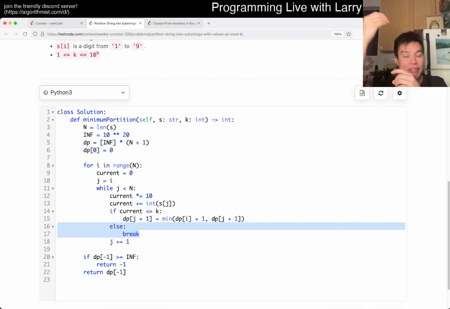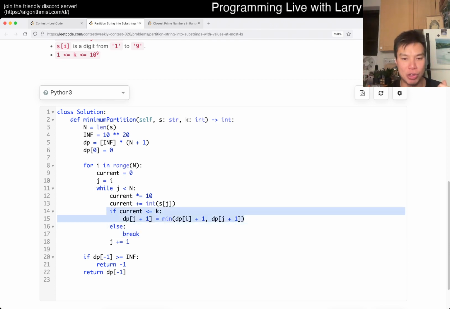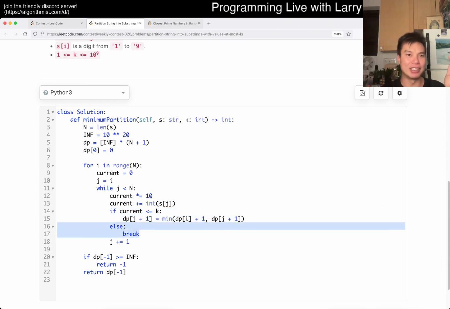you can have an early break, because afterwards, if you add in more digits, the number is always going to get bigger. So this would never be true. And again, this else break bounds it by, say, 10 digits, which is log of k, log base 10 of k, right? So that's basically the idea.